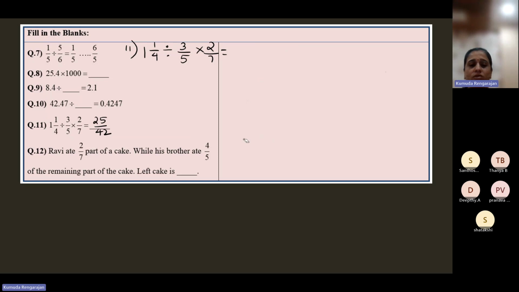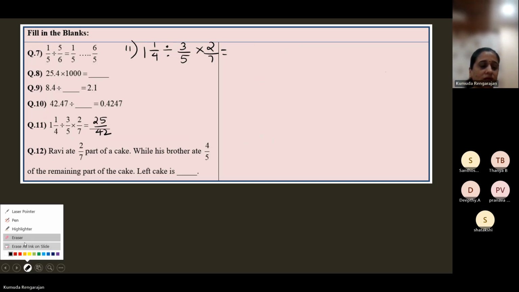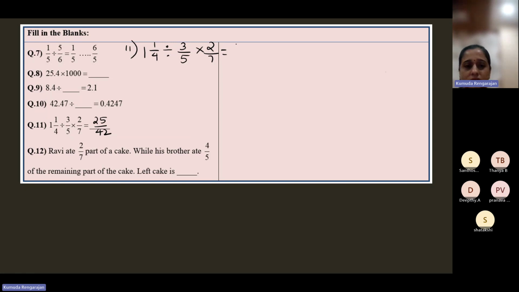Tell me 1 by 4. In its improper form, what is 5 by 4? Now, we have two operations here. We have division and multiplication. So which one to do first?